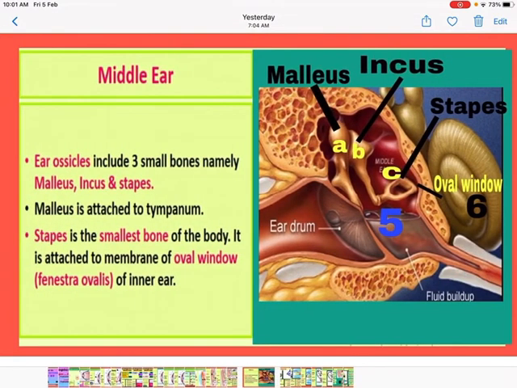Now labeling 5, ear ossicles. There are 3 small bones. See the diagram. A, B and C are the 3 bones. A is the malleus, which attaches with the eardrum. B is the incus and C is the stapes, which is the smallest bone and is attached to the inner ear by the oval window. See labeling 6. It is the oval window with which the stapes is connected.